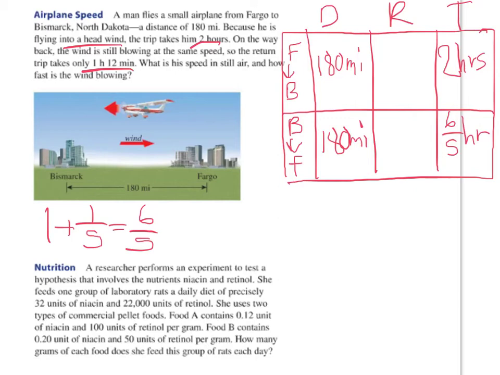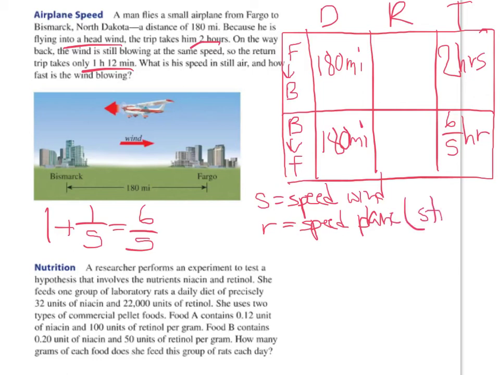Now we need the rates. Well, what do we know about the rates? We know that the plane's flying at some speed, which we don't know, and that the wind is blowing at some speed, which we don't know. But we do know that when he's flying with the wind, it adds to his speed, and when he's flying against the wind, it takes away from his speed. So let's let S equal the speed of the wind, and let's let R be the speed of the plane. When we say the speed of the plane, we mean the speed of the plane in still air, with no wind.